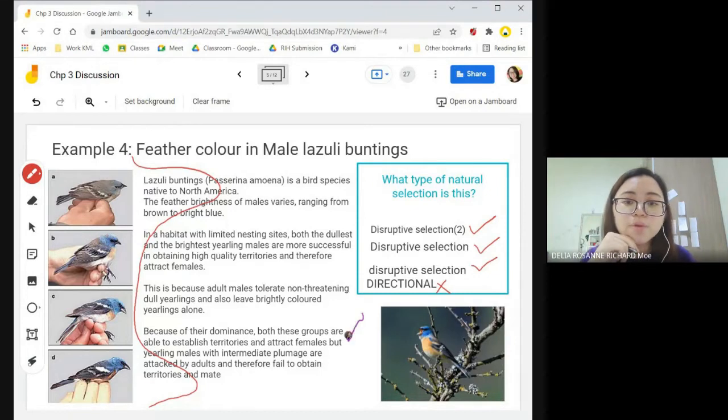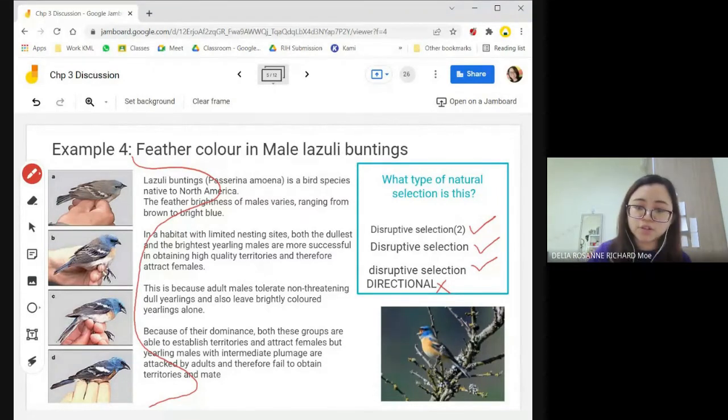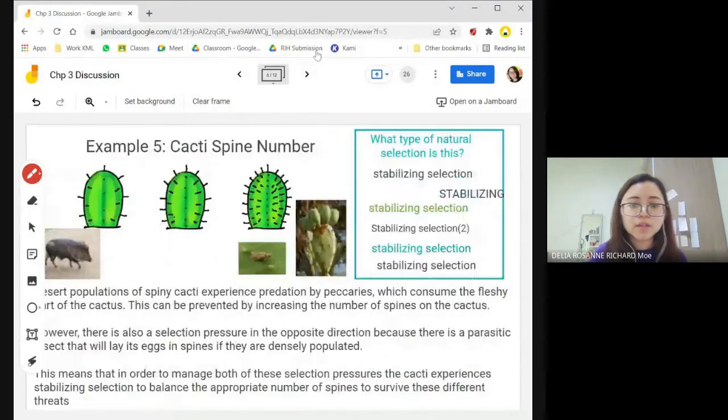Any questions about feather color in male lazuli buntings? Okay, I think you're good. If you have any questions, ask again later. Now I'm going to move on to example number 5.